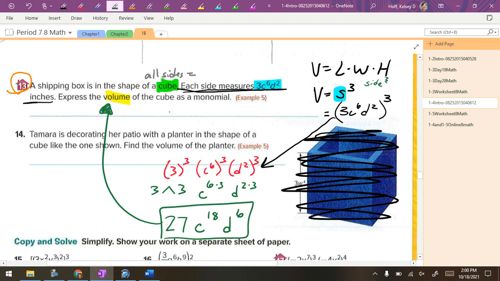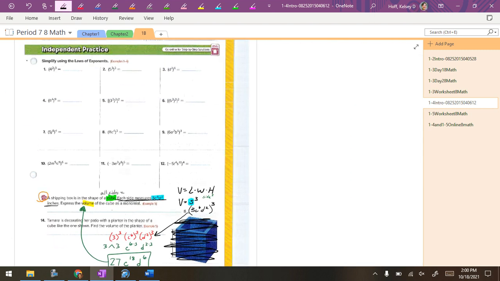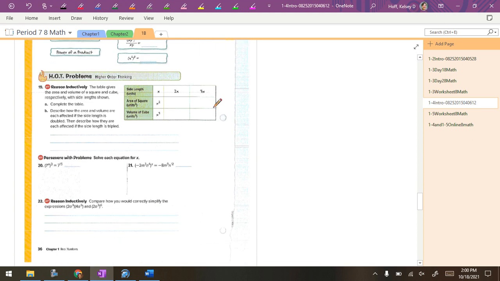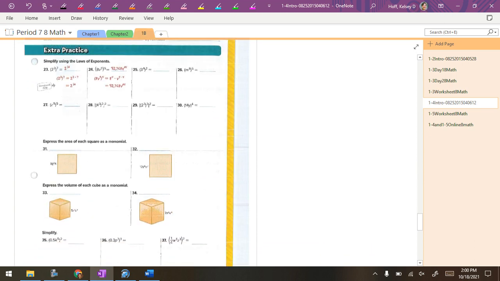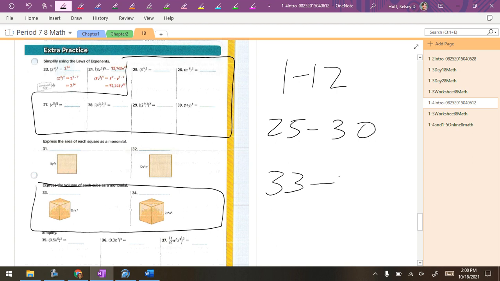Questions before I turn you loose? Yes, sir. We are not. You are going to do, it's probably easiest to just put a big box around them, 1 through 12. Flip all the way to 37. And you're going to do 25 through 30 and 33 through 34. 1 through 12, 25 through 30, and 33 through 34.